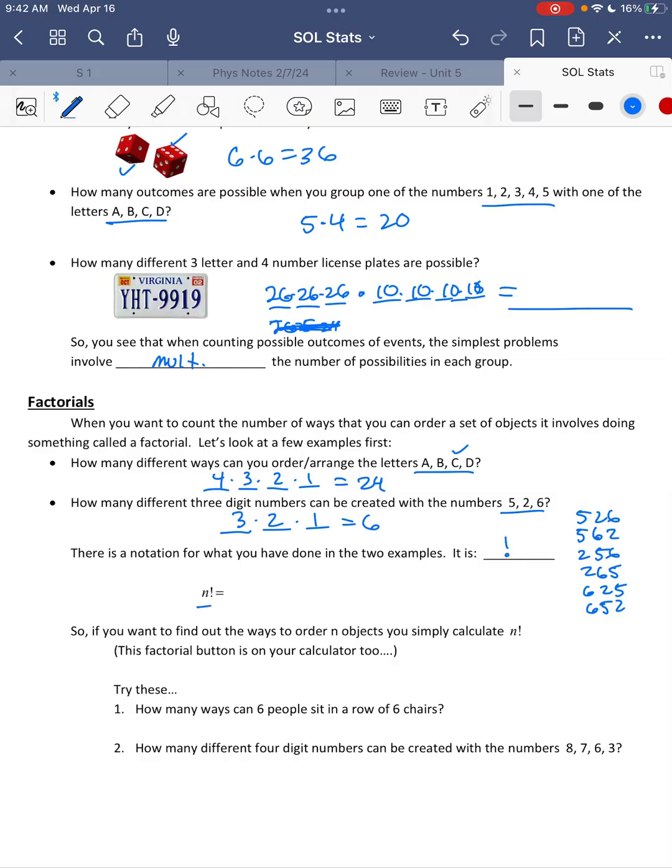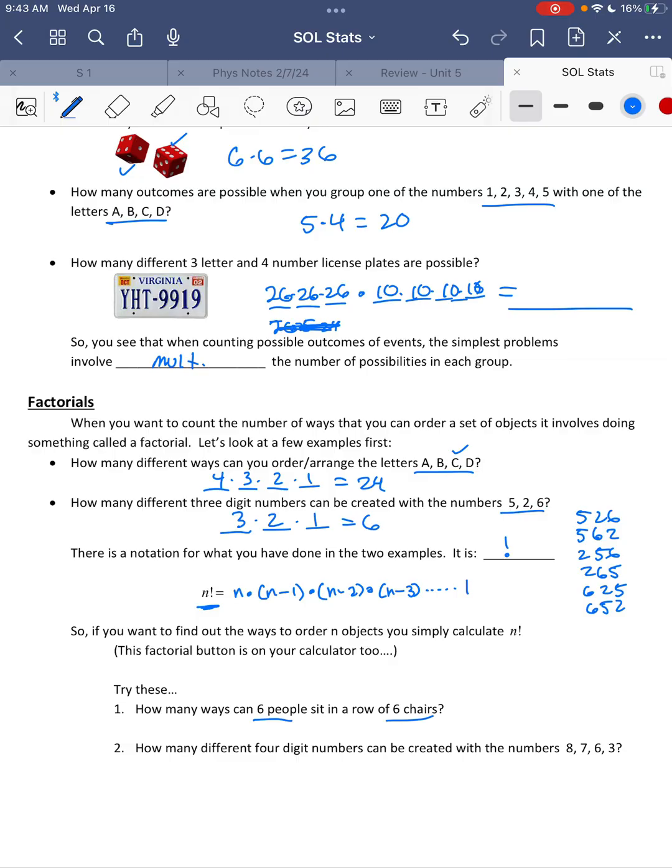So when you have a number with an exclamation point after it, what it means is you're going to take that number and keep multiplying it by 1 less, and then 1 less than that would be n minus 2, and 1 less than that would be n minus 3, until you get all the way down to a 1 right here, right? So like if you had to arrange 6 people in a row of 6 chairs.